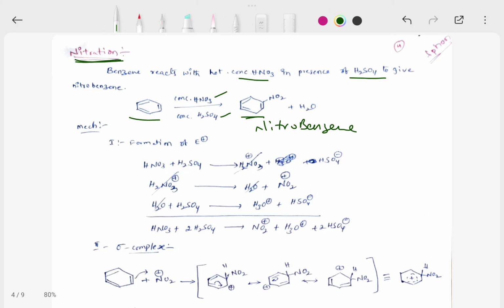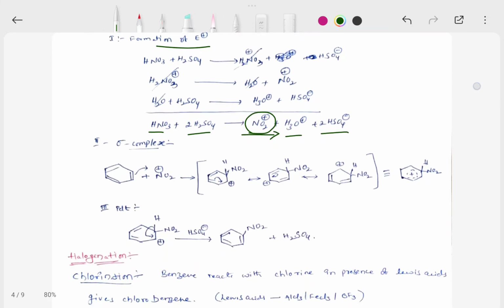This reaction also proceeds in three steps. In the first step, formation of electrophile. Concentrated HNO3 and concentrated H2SO4 react to give the electrophile NO2+, H3O+ and 2HSO4-. In nitration reaction, NO2+ is the electrophile. The second step, formation of sigma complex.